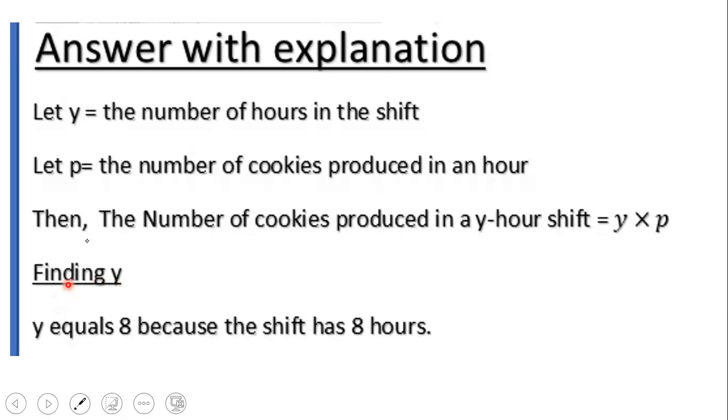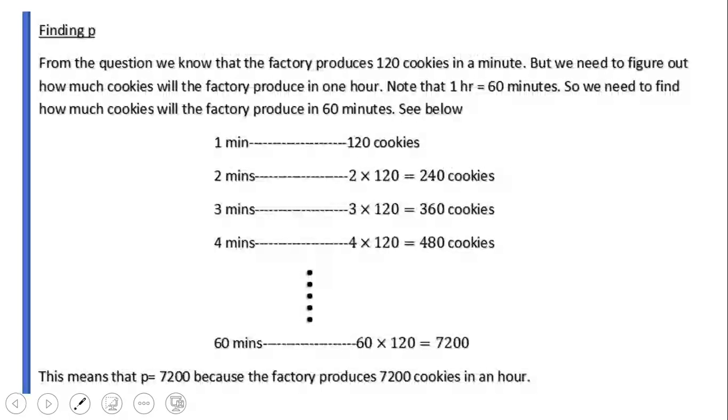So let's find y. Y equals 8 because the shift has 8 hours. Now let's find p. From the question, we know that the factory produces 120 cookies in a minute. But we need to figure out how many cookies the factory will produce in 1 hour. Note that 1 hour equals 60 minutes. So we need to find how many cookies the factory will produce in 60 minutes.